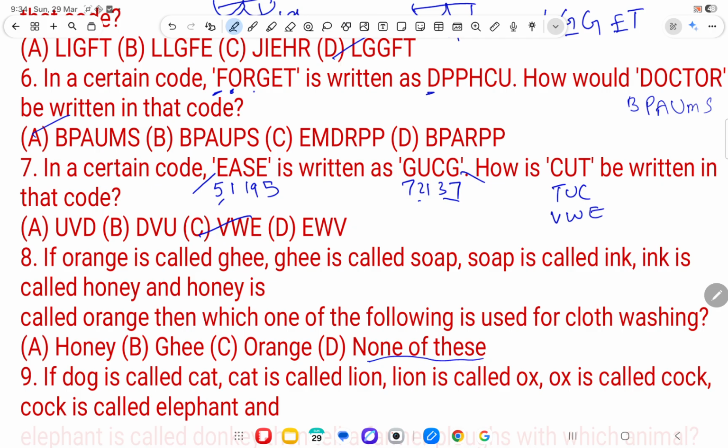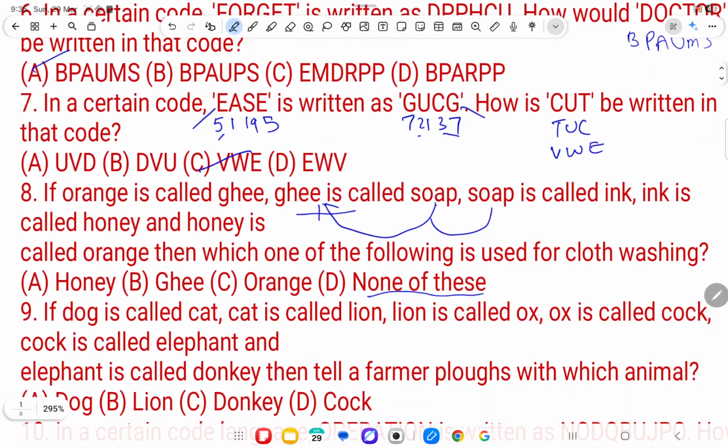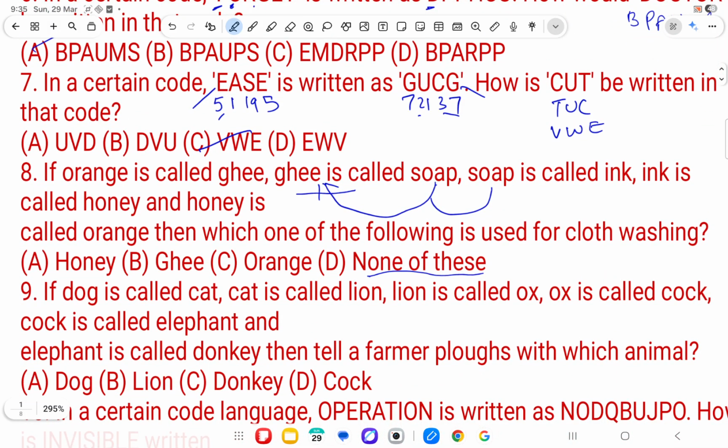In the same question, if they give "known as" instead of "called", we need to go back. So ghee is known as soap. So soap is called ghee. So we have to go like this. Reverse order we need to go. Hope you understood. Now, ink is called... one second. So soap is called ink. Sorry. We have to stop here. Again, don't say that ink is called honey. Actually, what we use to wash the clothes? Soap. Soap is called ink.